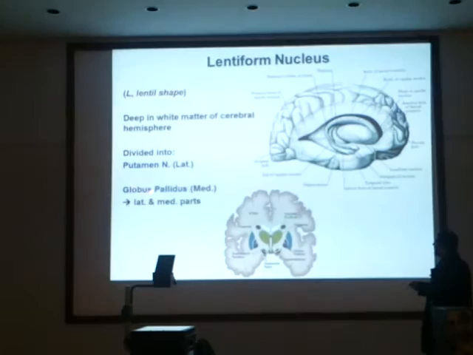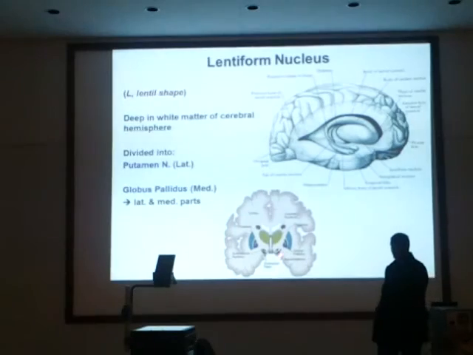They call it the globus pallidus. Globus means globe, rounded shape. Pallidus means pale. Why is it pale? Isn't it gray matter? Because of the high concentration of myelinated axons passing through it. Okay? So there is a high concentration of myelinated neurons passing there.